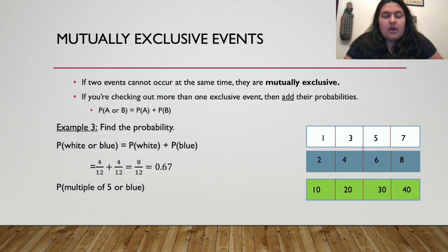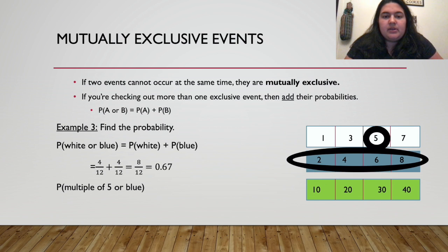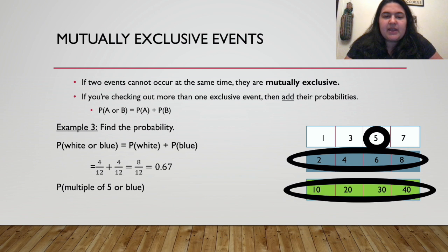So let's count what our favorable outcomes are. Okay, we have 5. We got all of our blue, so that's 1, 2, 3, 4, plus our 5, that's 5. And then we have 5 plus another 4, so that's 9 out of our 12 possible outcomes. So again, our multiple of 5, we had 5 over 12. 4 over 12 is the blue section right there. When we add that up, we get 9 over 12, which reduces down to 0.75.